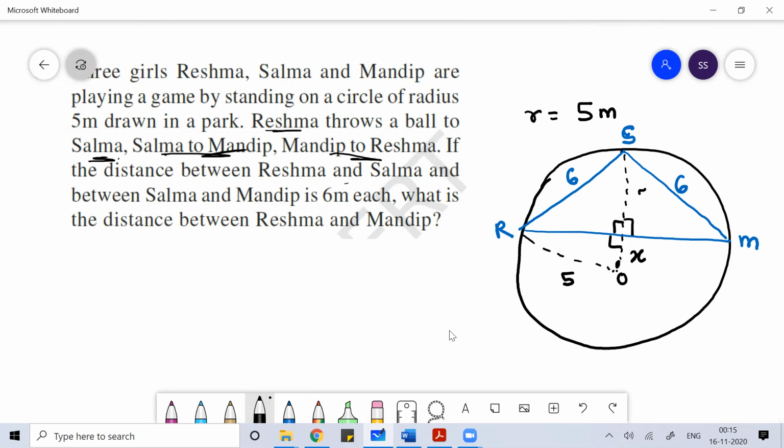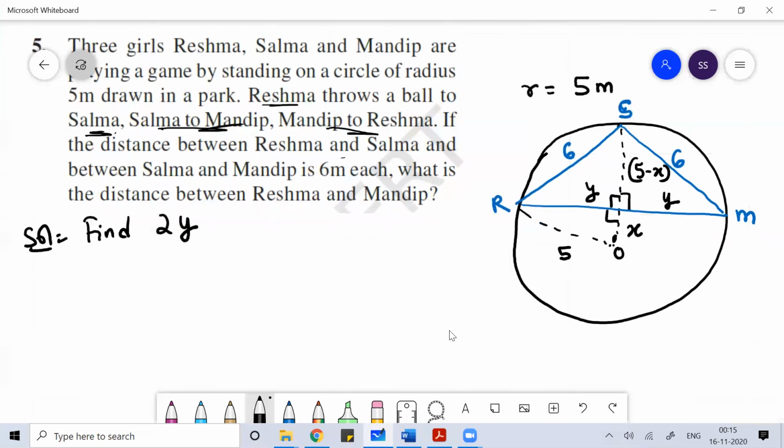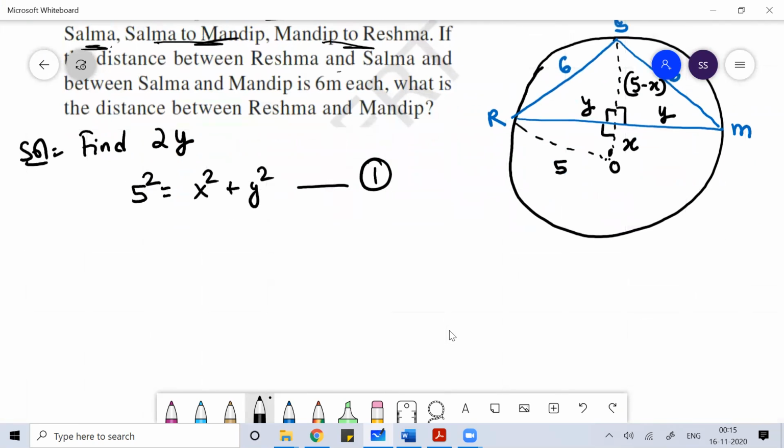Suppose you draw a perpendicular, so this is 5 minus x. From the center of the circle, if you draw a perpendicular, it will bisect the chord. So if this is y, this will be y, and you have to find 2y. Here you know that 5 square is equal to x square plus y square, and then 6 square is equal to y square plus 5 minus x whole square.